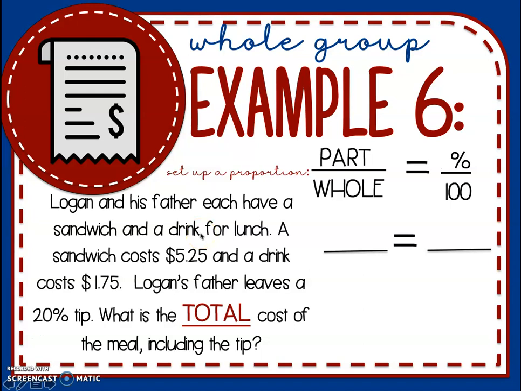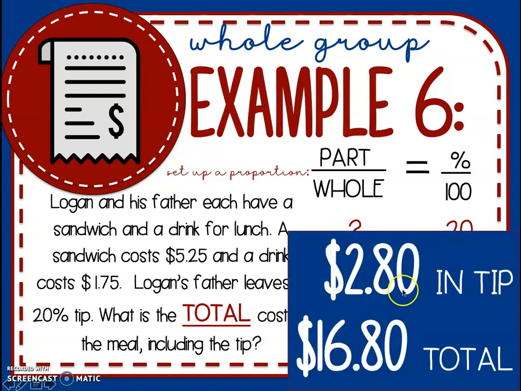Okay, so we have to say $5.25 plus $1.75 because they each got a drink and a sandwich, and that gives us $7. Now they each got it, so there's two of them, so our total is a $14 bill. Okay, now this spot's always 100, and he's leaving a 20% tip. We're looking for the part that would be the tip, so we're going to put that as our question mark. And then now we can cross multiply and divide. So we have 14 times 20 divided by 100, and that will give us the tip. Okay, so they're leaving $2.80 in a tip, but it's asking for the total.